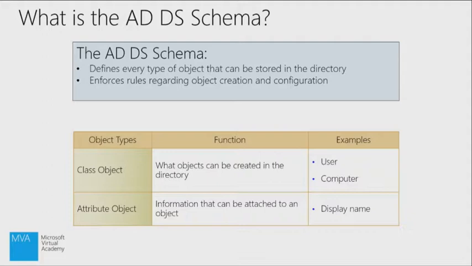It defines every type of object that can be stored in the directory, and enforces rules regarding object creation and configuration. There are some examples provided. There's a class, which defines what objects can be created in the directory, for instance, a user or a computer. And then attached to those classes, there are attributes. Information attached to an object: a display name, a username, a computer name, a phone number. There are hundreds of attributes. We could be here all day.